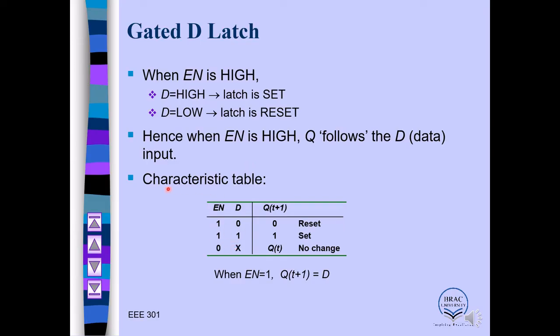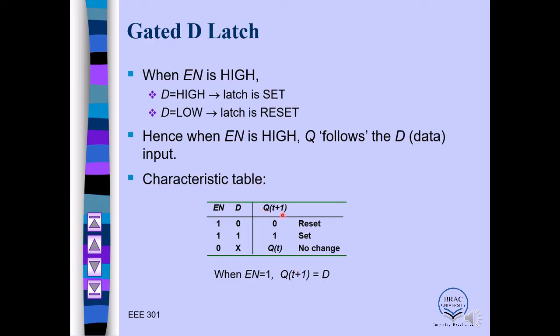Just look at the characteristics table. This is your En, this is your input D, and this is your output, or next state. When your En is high and your D is 0, the output will be reset. When your En is 1 and D is 1, the output will be set. So whatever value you give as the input, you get the same value as the output. So this is your D-latch. And when your En is 0, it doesn't really matter whether D is 0 or 1, it will not work. So no change.